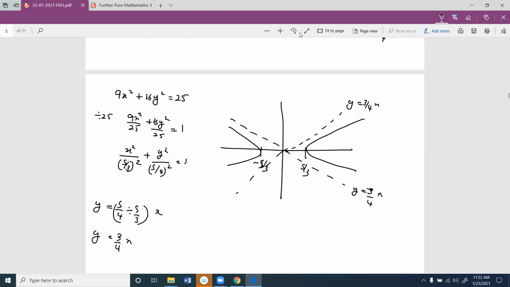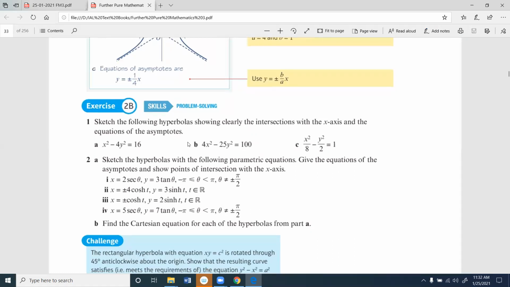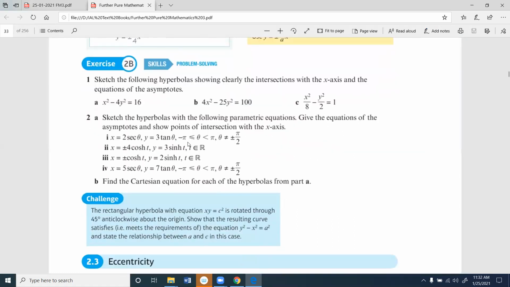So it is not that hard. And here they have given it in the parametric format. So with that, you can even get the solutions of the parametric form of the hyperbola. So those are the things to be learned.